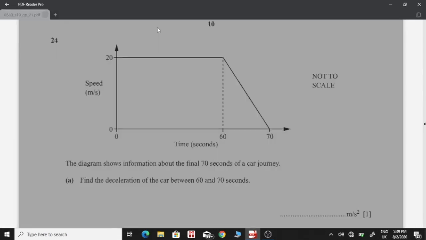Question number 24. The diagram shows information about the final 70 seconds of a car journey. A. Find the deceleration of the car between 60 and 70 seconds. So we subtract the final velocity, which is 0, from the initial velocity and divide it by the time taken. The time taken for the deceleration is 10. And we get our answer as 2 meters per second squared.